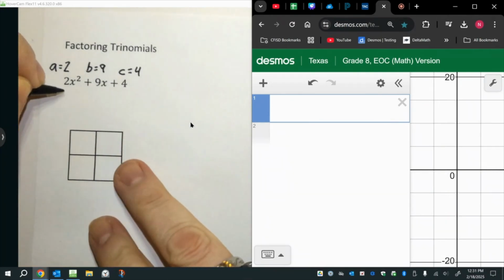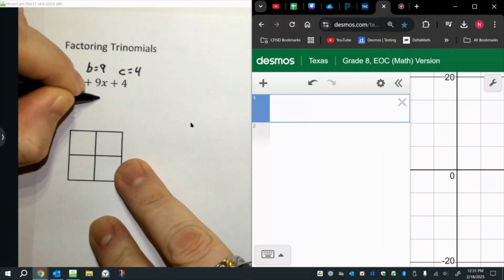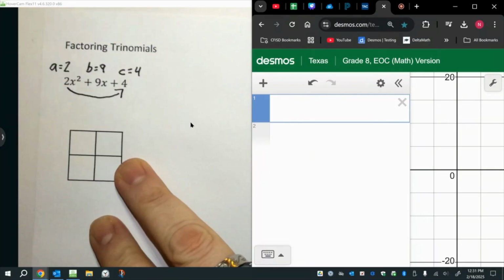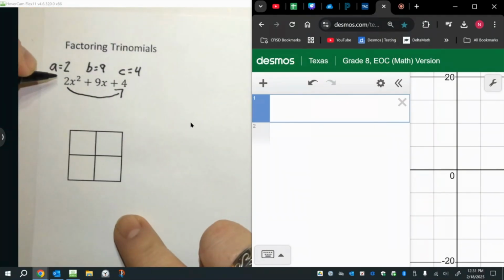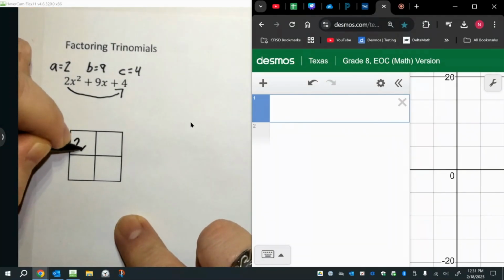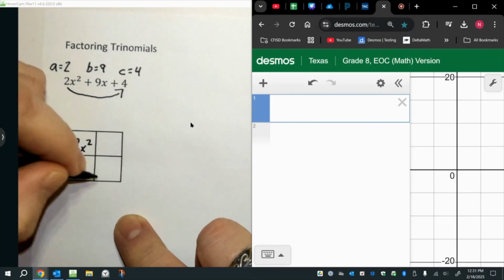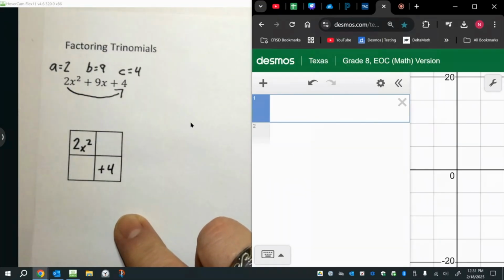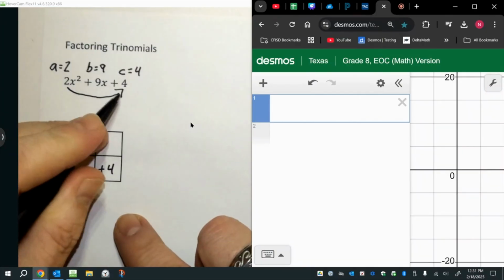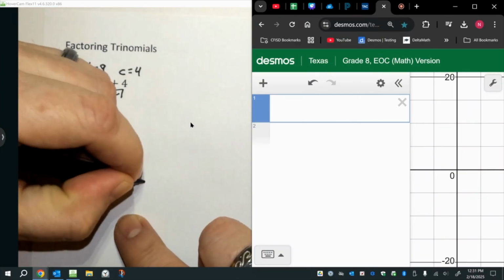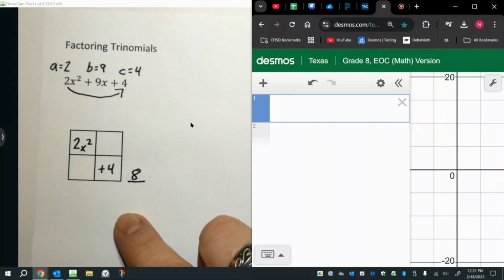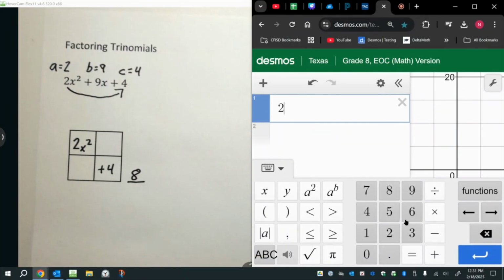Well, here's what's going to happen. We're going to take this 2 and multiply it by 4. Think of it like Amazon. So we're going to go like this. I'm going to put 2x squared in this box, and the 4 in this box. If I take 2 and multiply it with 4, would you agree that's just 8? 2 times 4 is 8. If you're not sure, let's type that in. 2 times 4. All right, great. So that's 8.